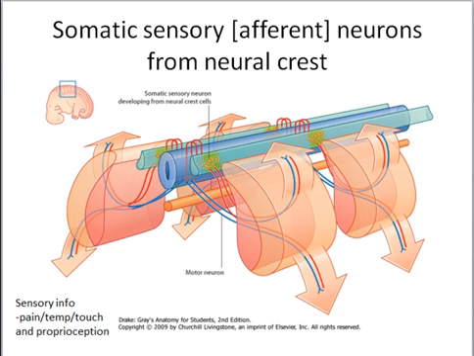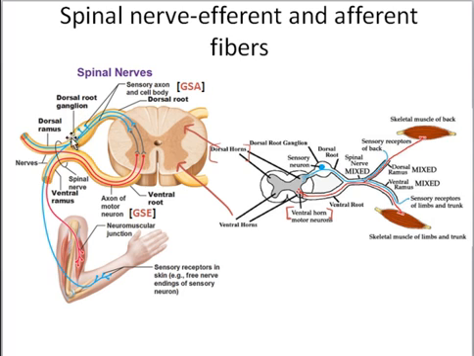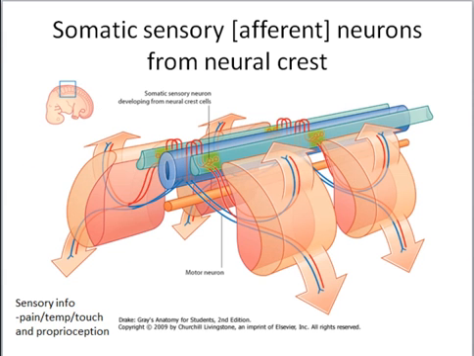So here I want to again go back to this. See the sensory fibers, the cell bodies were outside the central nervous system. Did you see that? They are outside the central nervous system. They are part of the peripheral nervous system. And here the sensory fibers, the cell bodies develop in the neural crest cells.